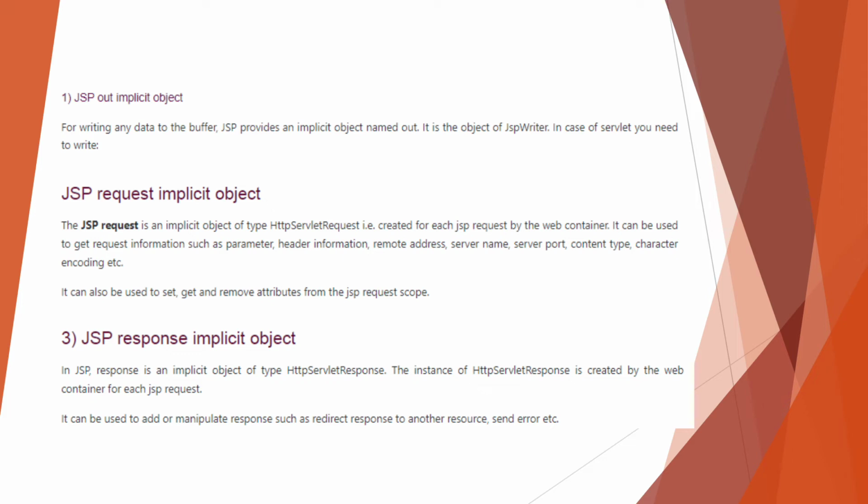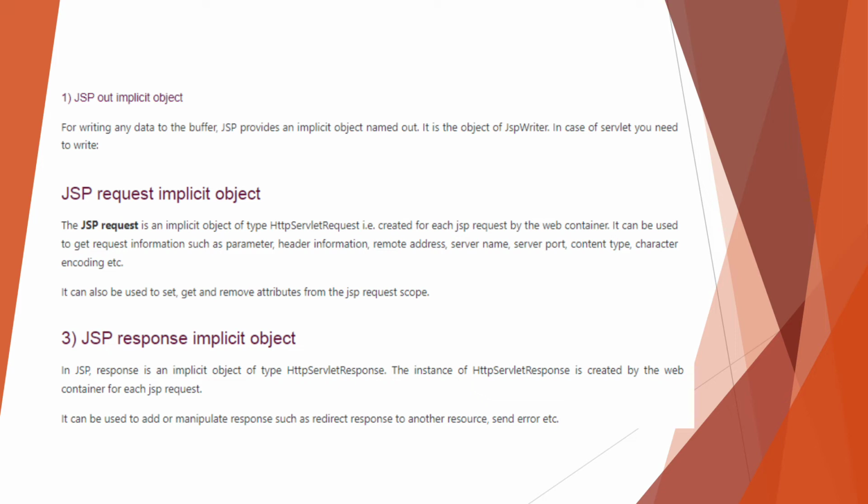For writing any data to the buffer, JSP provides an implicit object named out. It is an object of JspWriter. In case of a servlet, you need to write it yourself. What does it mean? That whatever output is produced in the form of a servlet will be produced through the out implicit object. So this is about the out variable.